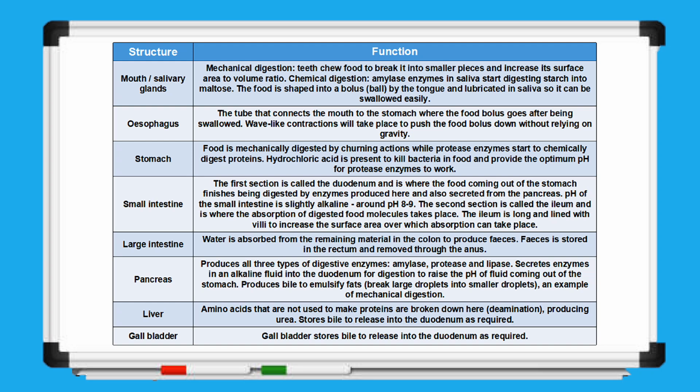Then we reach the stomach. Here, food is churned by muscular contractions for mechanical digestion. Protease enzymes start to chemically digest proteins, and hydrochloric acid is present to kill bacteria in the food and provide the right acidic conditions for protease to work. After that comes the small intestine.